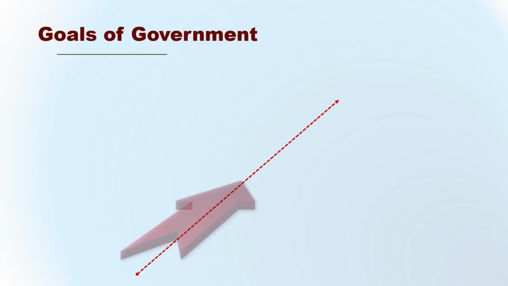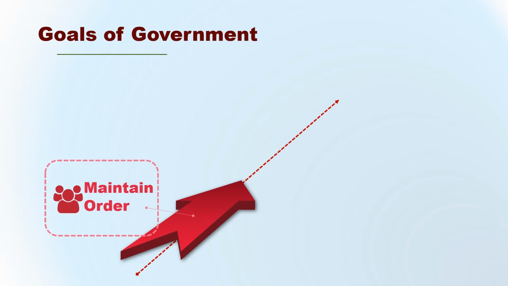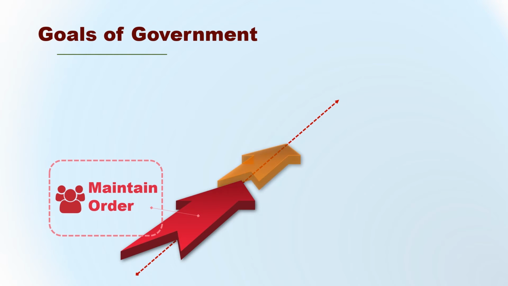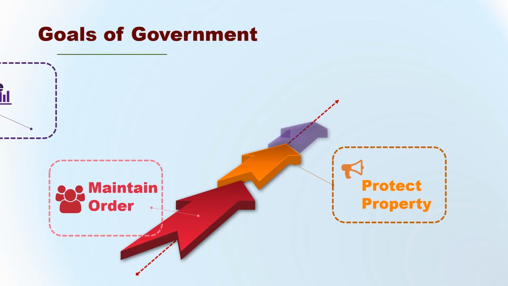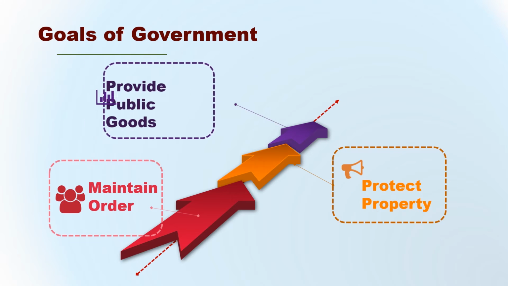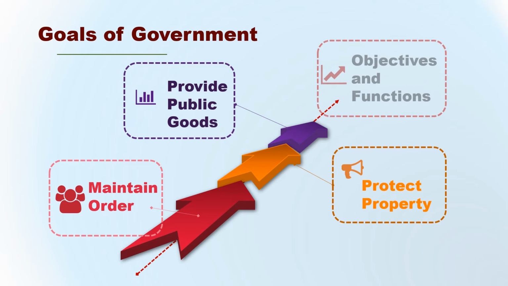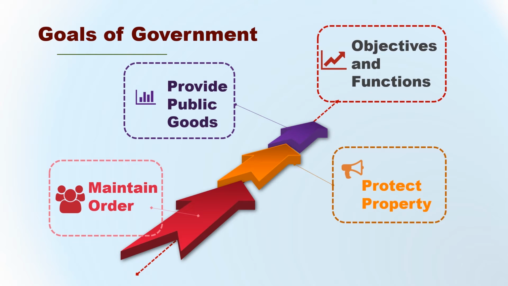What are the goals of government, or why is it necessary? 3 such goals, which makes it possible for people to live together, are maintaining order, protecting property, and providing public goods. Effective governments fulfill these purposes through their laws and policies. Ineffective governments are those who do not fulfill these purposes, and they are called failed states.